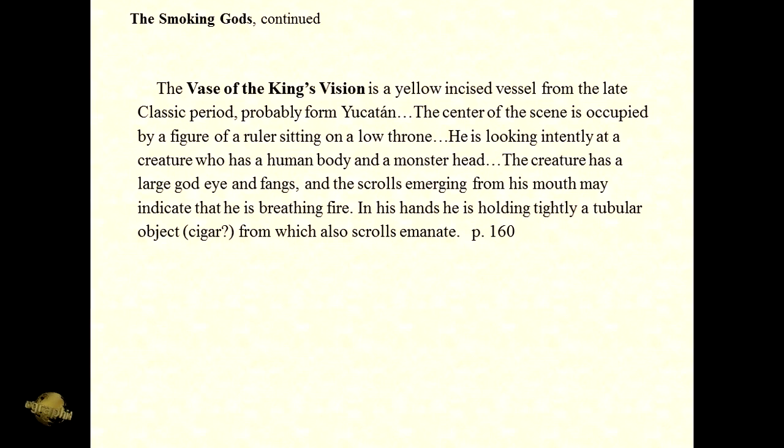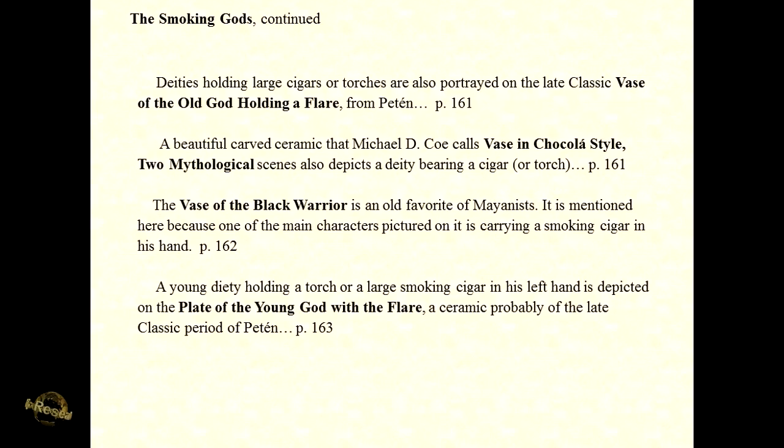Now, we'll find that if you look at the Mayan glyphs repeatedly over and over again, you find gods who are smoking. Deities holding large cigars or torches are also portrayed in the late classic vase of the old god holding a flare, a beautiful carved ceramic that Michael D. Coe calls the vase in Chocola style. Two mythological scenes also depict a deity bearing a cigar or torch. The vase of the black warrior is an old favorite of Mayanists. It is mentioned here because one of the main characters pictured on it is carrying a smoking cigar in his hand. And finally, a young deity holding a torch or a large smoking cigar in his left hand is depicted on the plate of the young god with the flare, a ceramic probably of the late classic period.